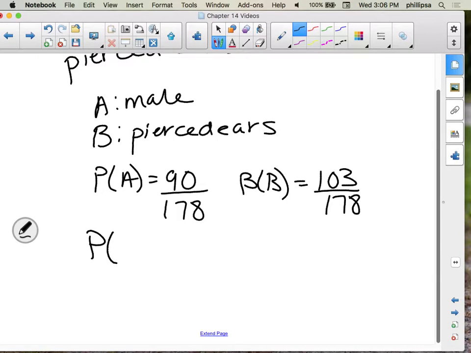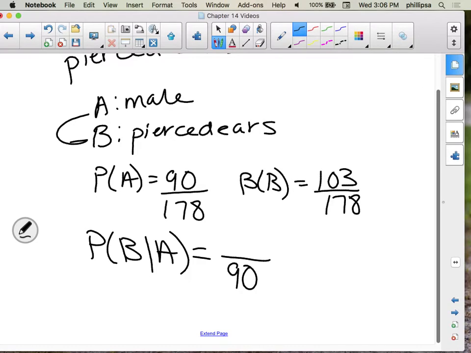But when we found the probability of B given that we know it fits the condition of A, in other words, what's the probability that they have pierced ears given that we know they are a male student? Now we know that they are male students, and of those male students, 19 had pierced ears. So if we know that the chosen student is male, the probability is 19 over 90. This conditional probability is very, very different from the unconditional probability of 103 over 178, the probability that they would have pierced ears.